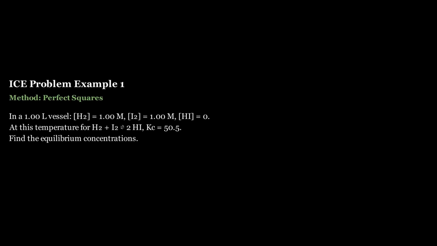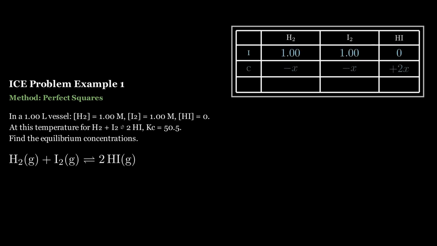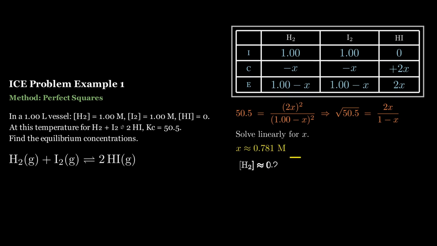The first type of ICE problem is when the algebra leads to a perfect square. In that case, you can take the square root directly. We can plug the initial concentrations into the I row. Since the reactants are being depleted, and hydrogen gas has a coefficient of 1 in the balanced equation, we write minus x. The same applies to iodine gas. For hydrogen iodide, since it is a product, more of it will be formed. Because it has a coefficient of 2, we write plus 2x.